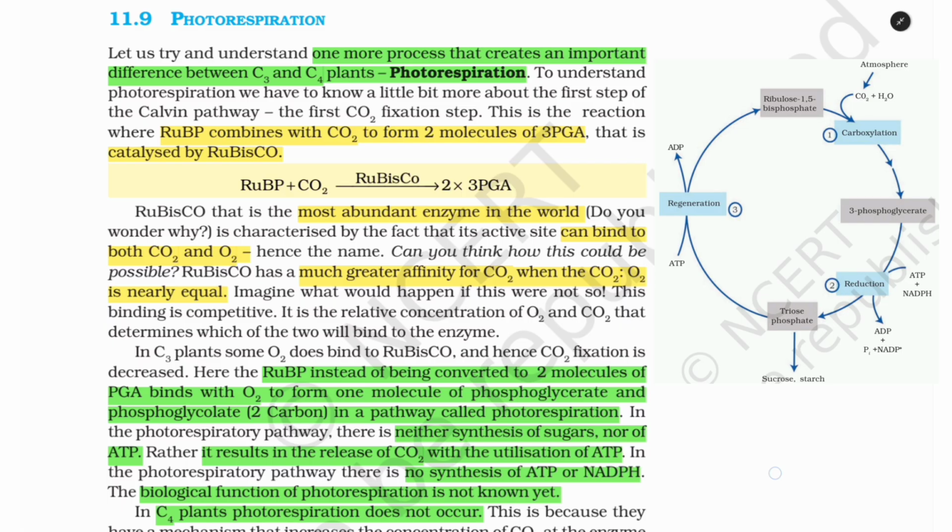Here the RuBP, instead of being converted to two molecules of PGA, binds with oxygen to form one molecule of phosphoglycerate and phosphoglycolate, which is 2-carbon, in a pathway called photorespiration. In the photorespiratory pathway, there is neither synthesis of sugars nor of ATP. Rather, it results in the release of CO2 with the utilization of ATP. In the photorespiratory pathway, there is no synthesis of ATP or NADPH. The biological function of photorespiration is not known yet.